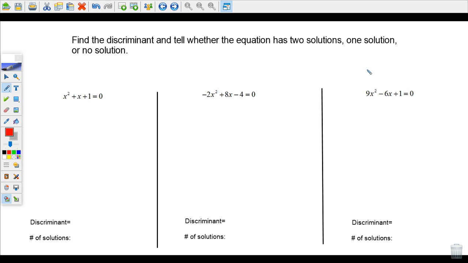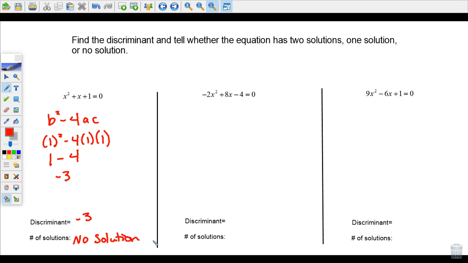So let's look at a few different equations here. We're going to find the discriminant, and we're going to use that to tell whether the equation has two solutions, one solution, or no solutions. So for the first one, again, b squared minus 4ac is the discriminant. So b is 1. So we have 1 squared minus 4 times a is also 1. And c is also 1. So we're going to do 1 squared, which is 1, minus 4 times 1 is 4, times 1 is 4. So the discriminant is negative 3, which means there are no solutions to this equation.